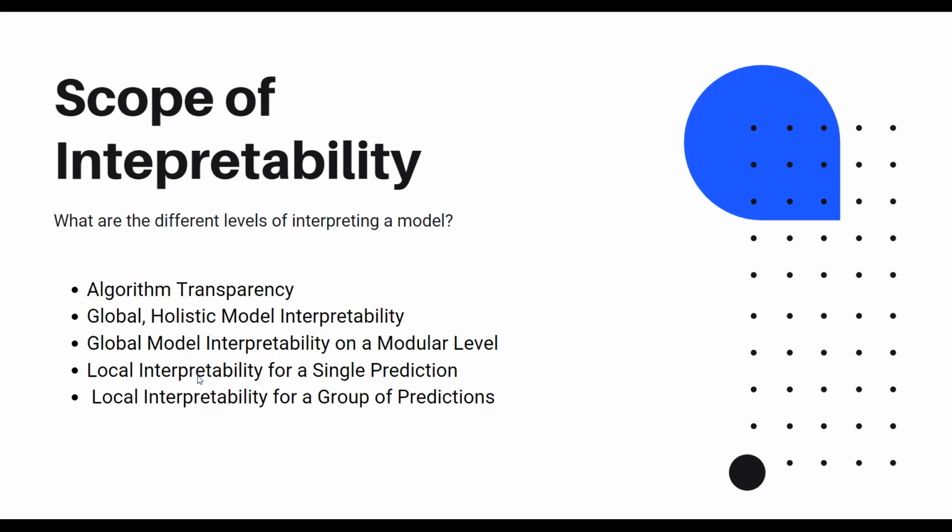The last part is local interpretability for a group of predictions. And here we are no longer speaking about a certain person applying for a loan in the bank, or a certain cancer patient. Now we're speaking about a group. So let's say a group of Black women take this 3D scan and send it through the cancer detector, are there some hidden biases in there?